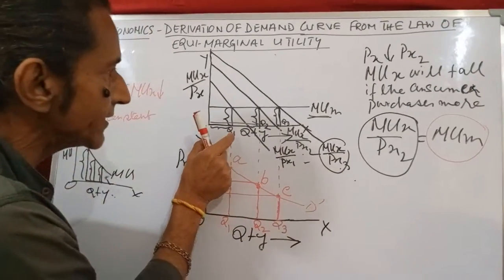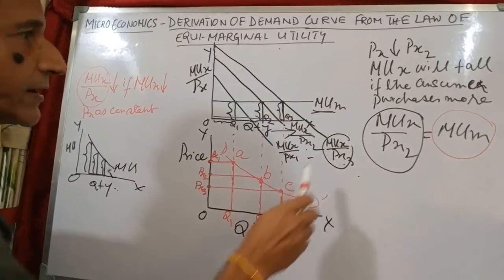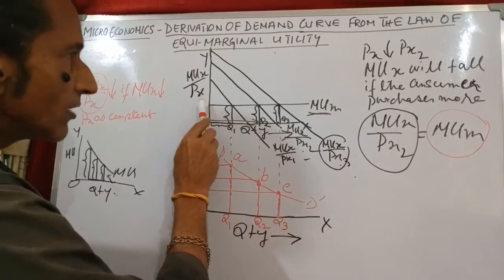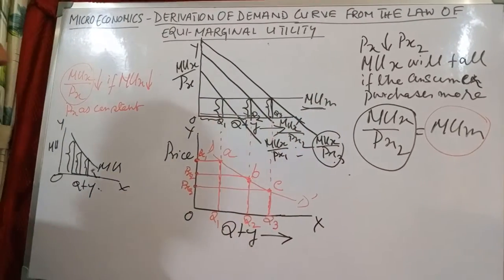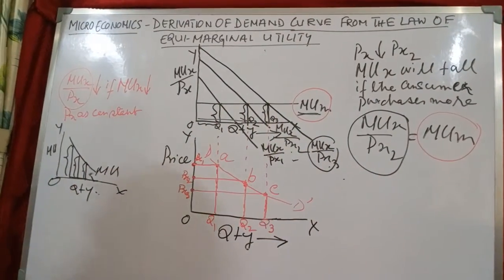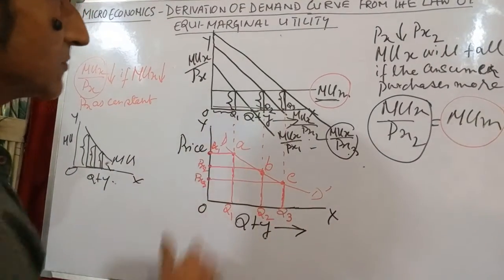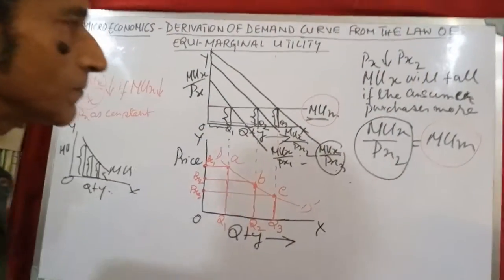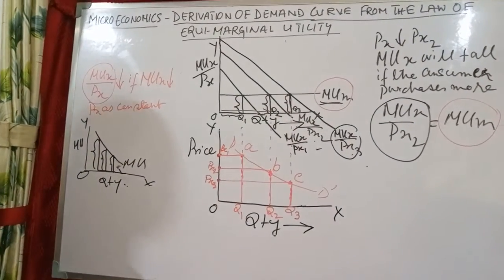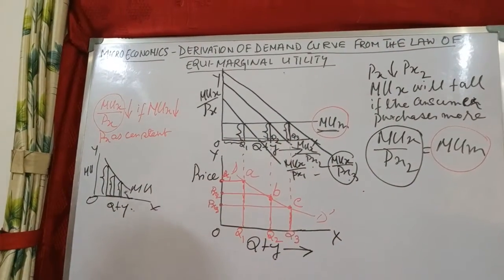We get the quantities consumed at different prices by equating these MUX by Px lines with the marginal utility of money line, which is a horizontal straight line. We are assuming MUM is not changing, MUM is constant. Marginal utility of money is constant, even though the price of the commodity is changing, is falling. Marginal utility of money for the consumer remains constant. That is the reason this is a horizontal straight line parallel to the x-axis.